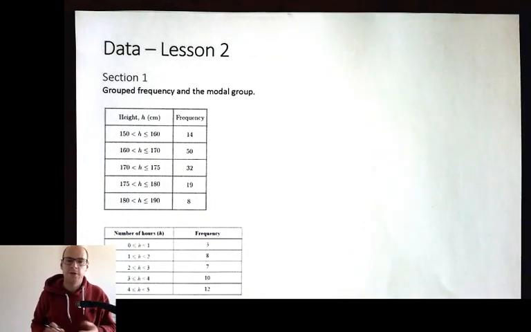So last lesson we looked at calculating mean, median and mode from a list of data and also from a frequency table. Today we're going to spend some time looking at a grouped frequency table. So I just wanted to talk about what the difference is.